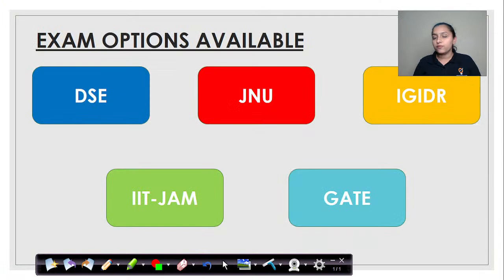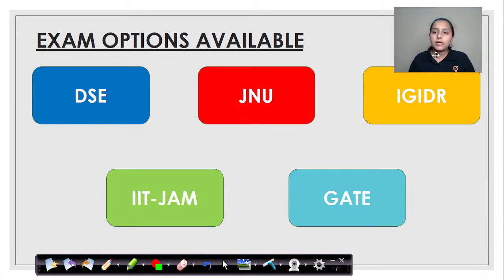So the first thing we will be talking about is the type of exam options available to you. There are several kinds of exams available if you want to pursue a master's in economics after completing graduation, either from an economics background or from any other stream as well. The options you are seeing on your screen are the top priority of every student: DSE, Delhi School of Economics, JNU, IGIDR. Now we have two more exams which are new compared to the other ones, IIT JAM Economics and the GATE exam.